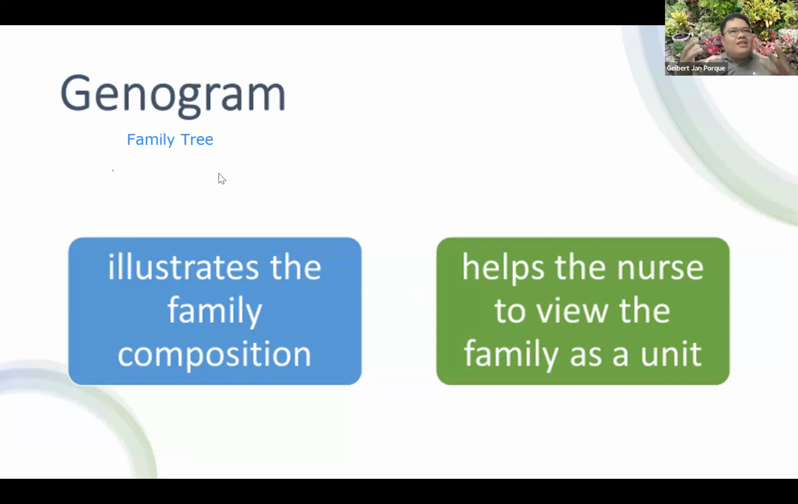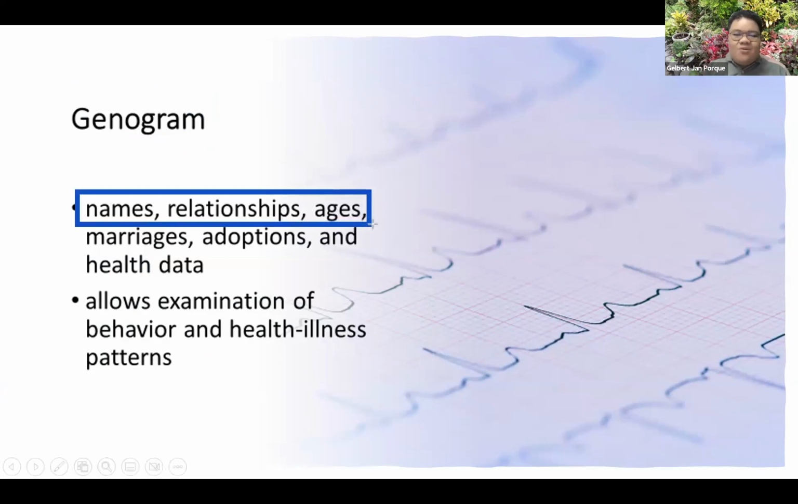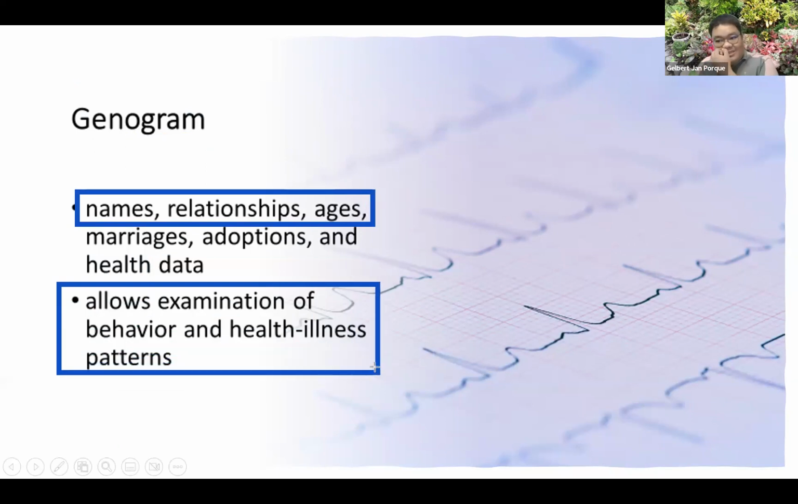Because pag tatanungin lang siya natin, anong sakit ni nanay, anong sakit ni tatay, those are independent information. But we would want to see the family in an entire picture. And one way class for us to do it is using your genogram. Now, if you would look at a genogram class, it would include the names, the relationships, the ages, the marriages, the adoption, and the health data. Okay? Names, relationships, tapos pati age, tsaka kung kinasal, kung inadopt, and then it also allows the examination of behavior and health illness patterns.